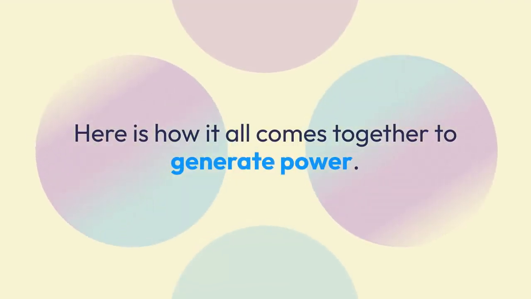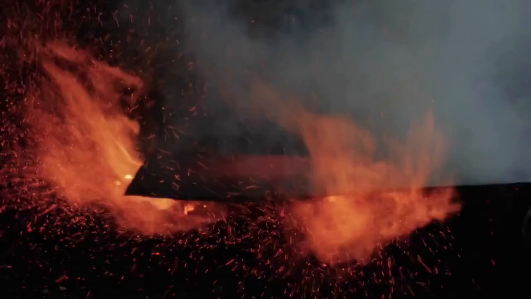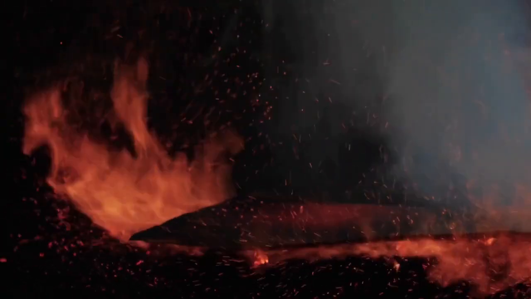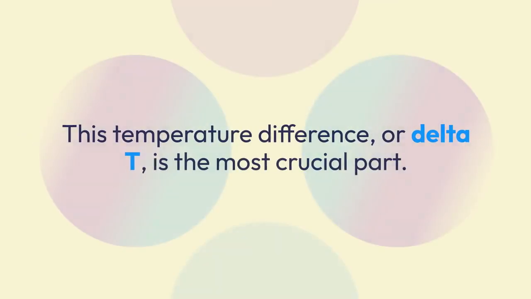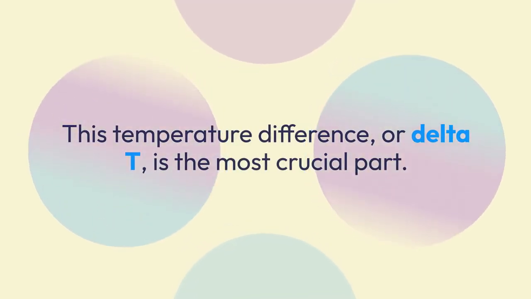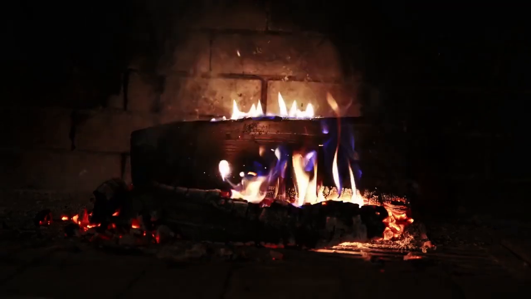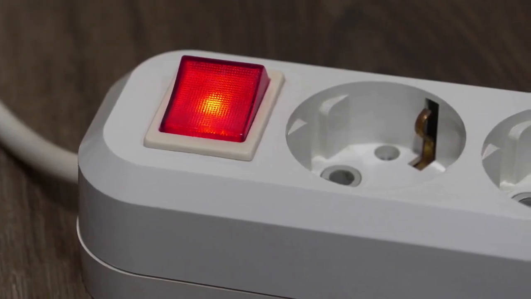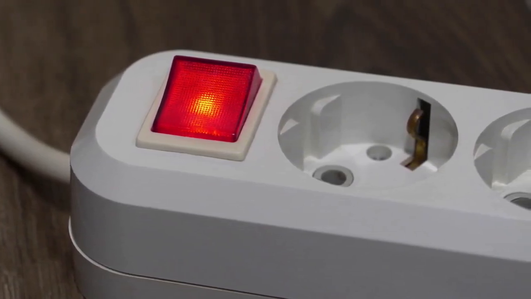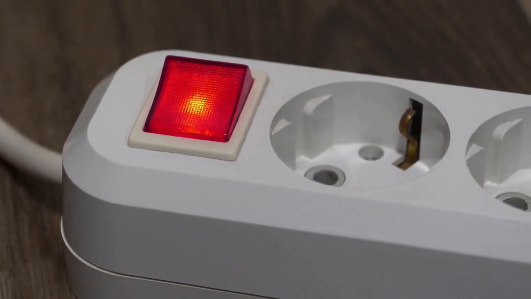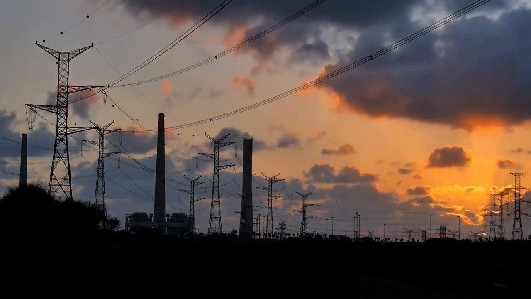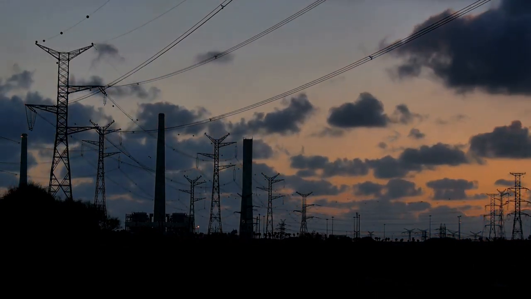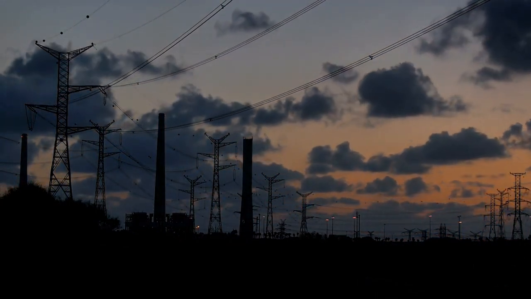Here is how it all comes together to generate power. First, one ceramic plate is heated, while the other is kept cool, often with a heat sink. This temperature difference, or delta T, is the most crucial part. The bigger the difference, the more power you get. Second, this heat forces the electrons in the N-type pillars and the holes in the P-type pillars to all move towards the cold side. Third, because of the clever way they are wired in a zigzag pattern, this movement creates a single, unified flow of current that can be used to power a device.